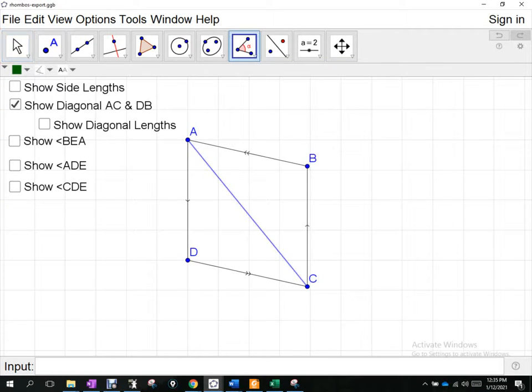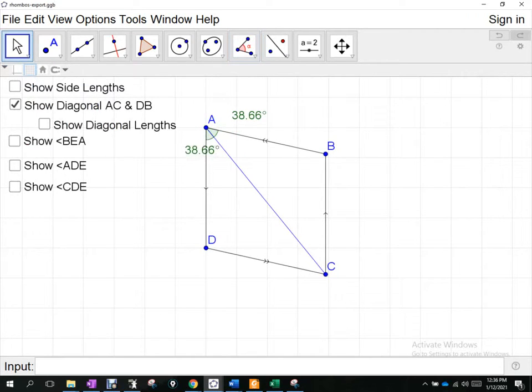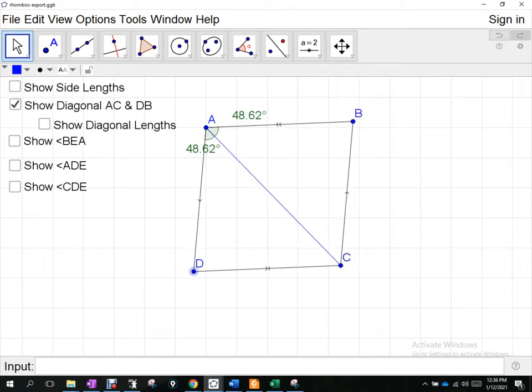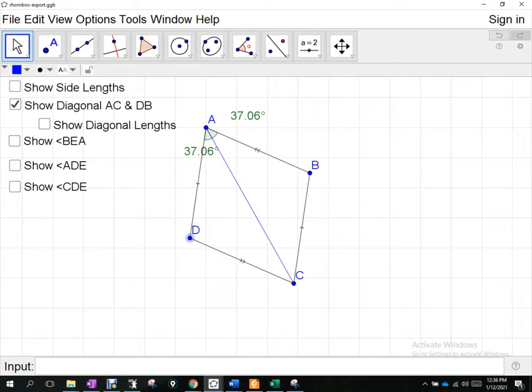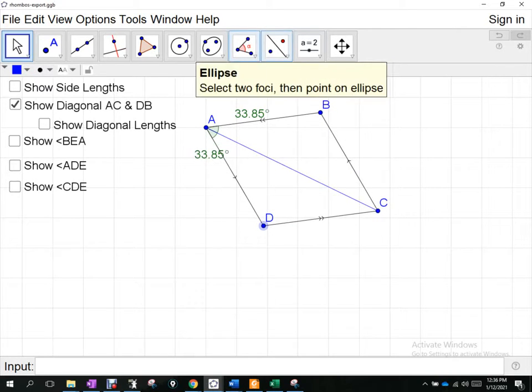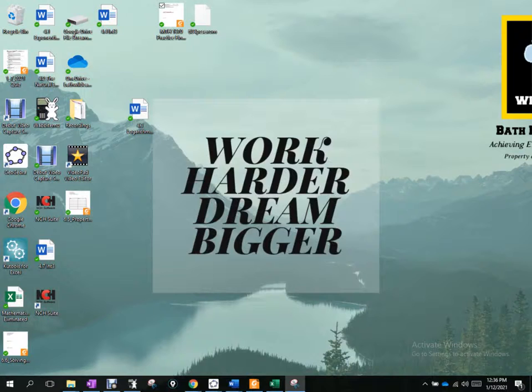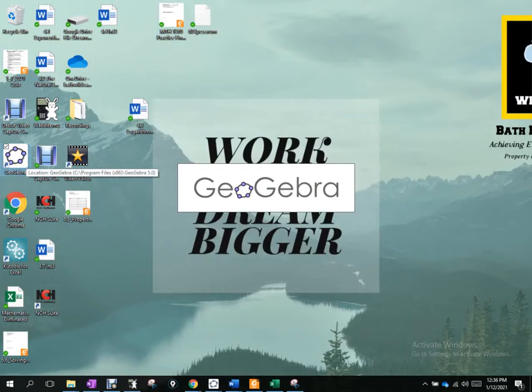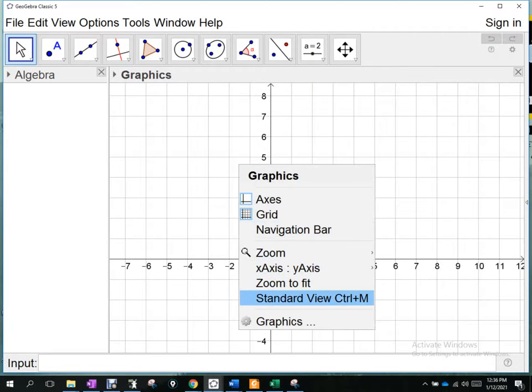But if I measure these, that's 38.66. And this one here is, okay, so in this situation I do have this. So this must be a rhombus that I've created. Let me move it, there we go. The way I've got this set up, it's always a rhombus. Let me go to my app that's got a parallelogram. I'll just make a parallelogram.